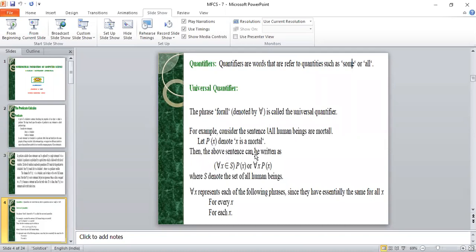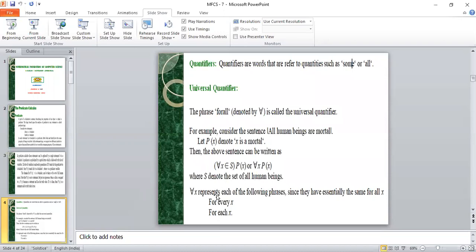Then the above sentence can be written as ∀x ∈ S, P(x), or ∀x P(x). This means any human being is mortal. First we write the predicate of the given statement. After that, in place of "all", we write ∀x, P(x), where S denotes the set of all human beings.